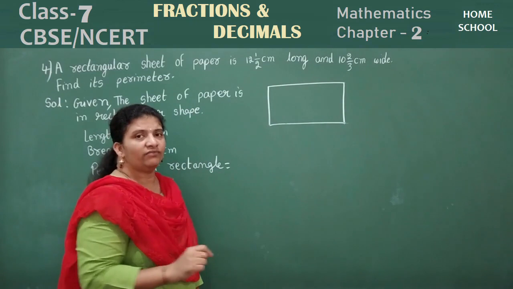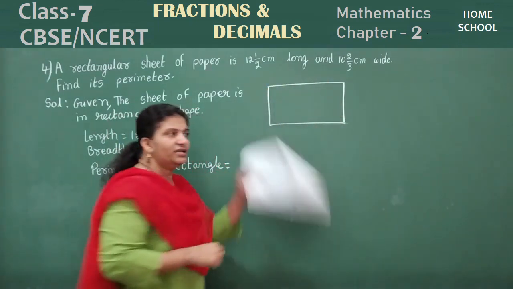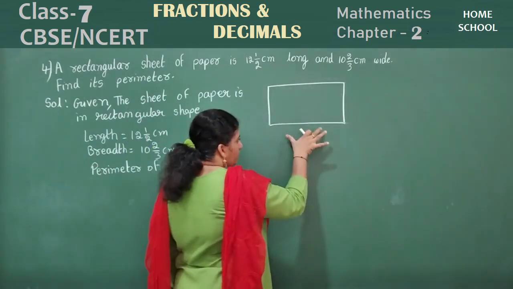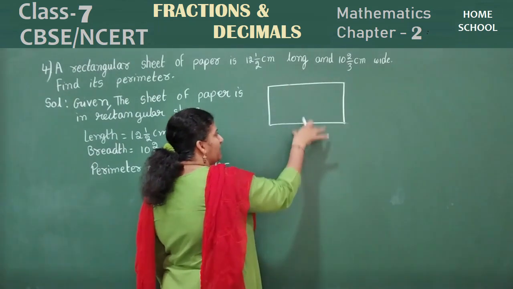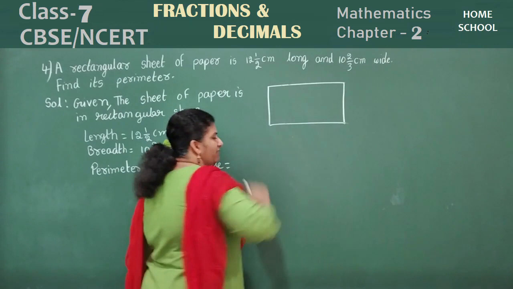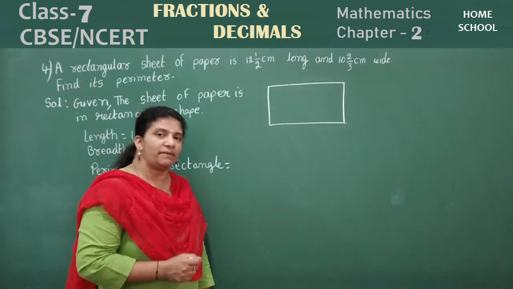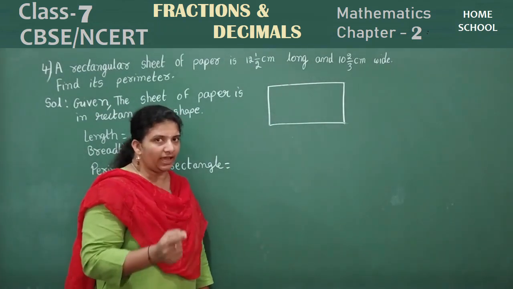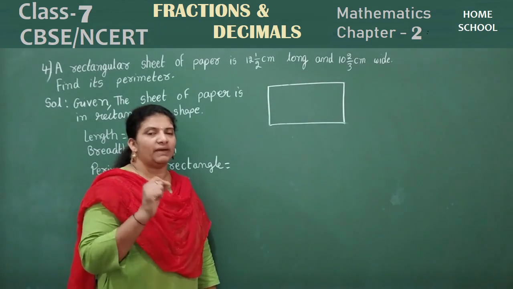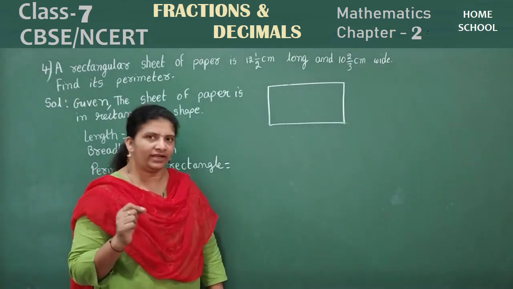So what do we need to do to calculate the perimeter of this rectangular sheet of paper? L plus L will be 2L, right? B plus B will be 2B. 2L plus 2B, 2 is common. So what is your perimeter formula? 2 times (L plus B) is the formula for the perimeter of a rectangle.